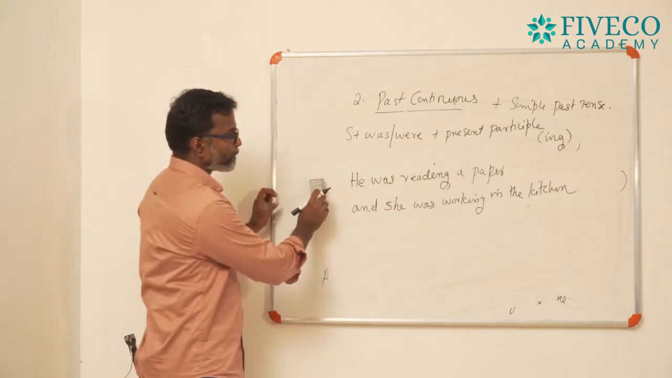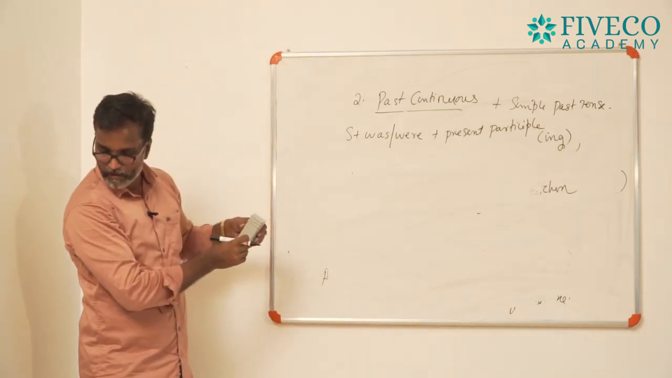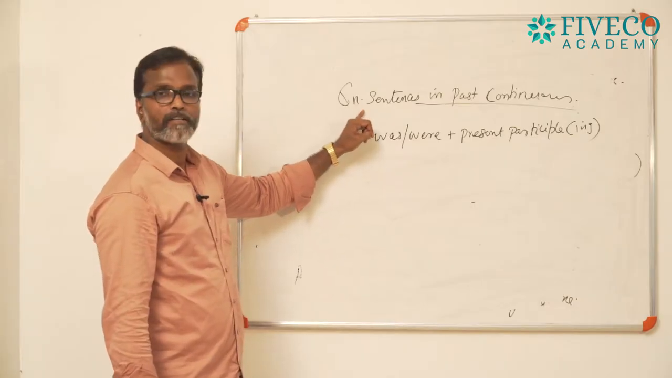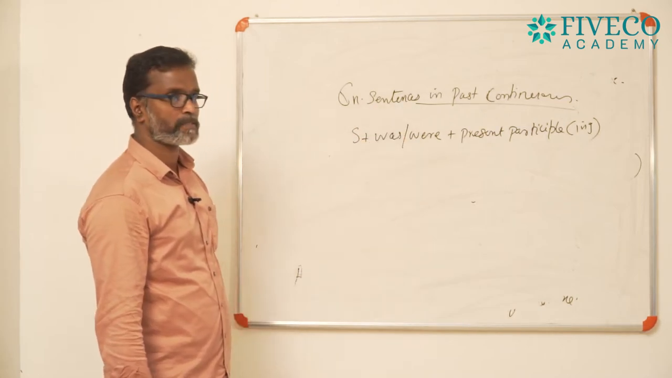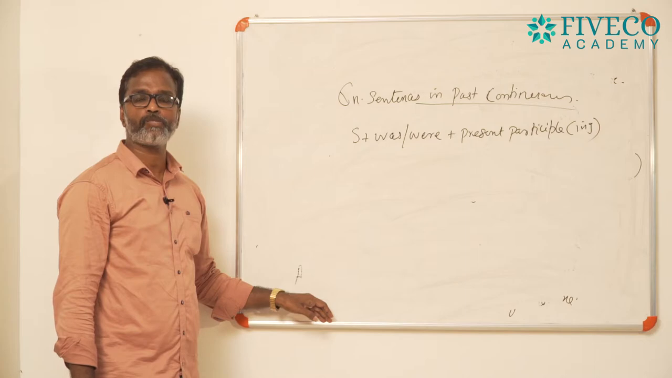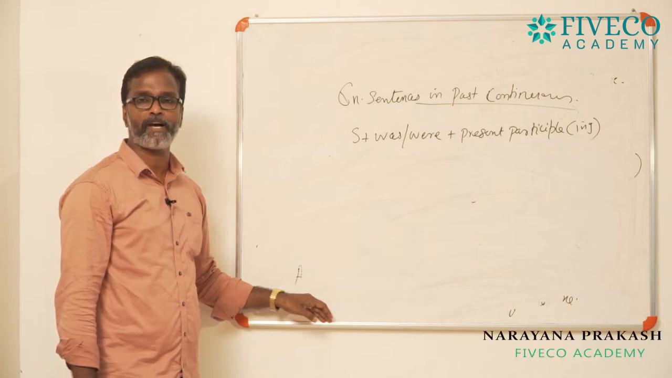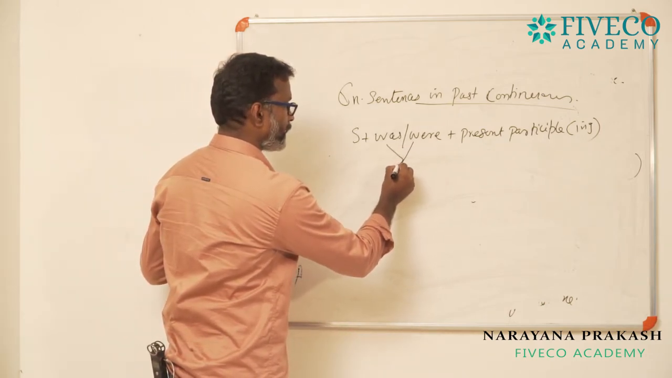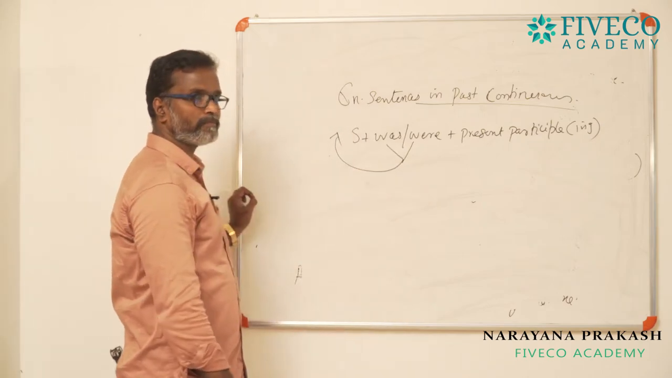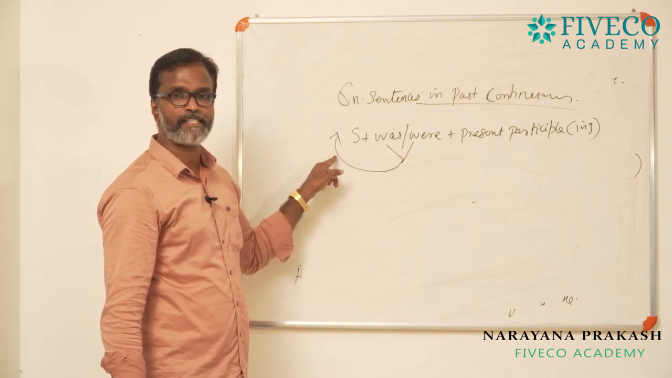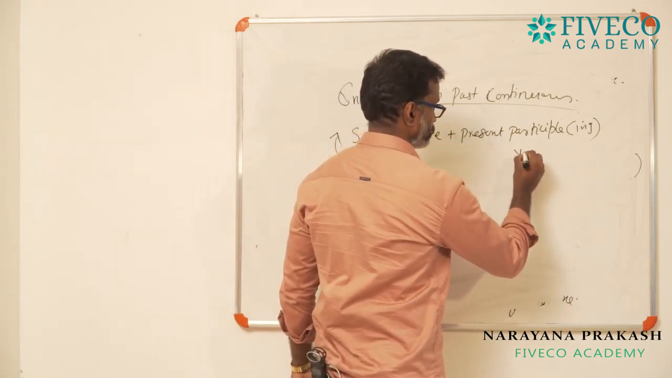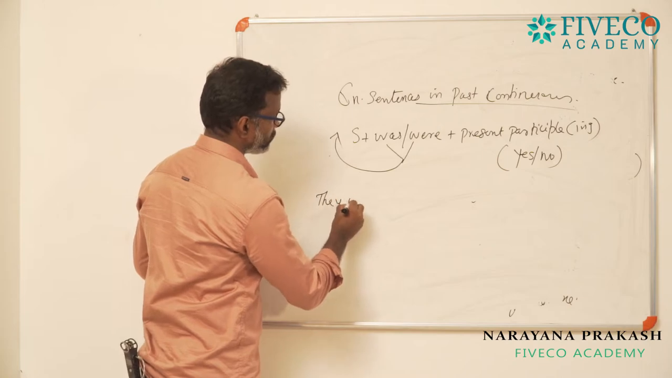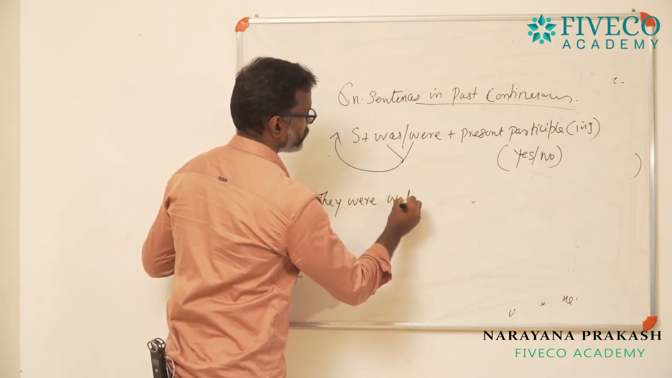And another one: questions. You can make questions in past continuous. Next topic, question sentences in past continuous. How can you make a yes or no question or WH questions in past continuous? It is very simple. You just use was or were at the beginning of the sentence. Just use was or were at the beginning of the sentence, then you can make a yes or no question. For example, they were watching TV.